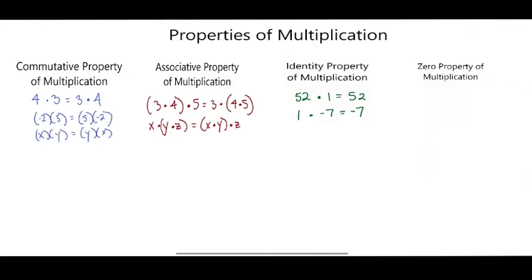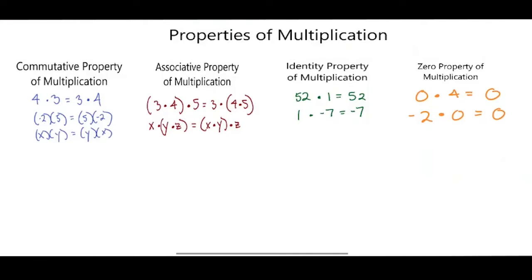And finally, we're going to talk about the zero property of multiplication. The zero property of multiplication says the product of 0 and any number is 0. So what that means is 0 times any number, like 4, is 0. Or negative 2 times 0 equals 0. And that's the zero property of multiplication.